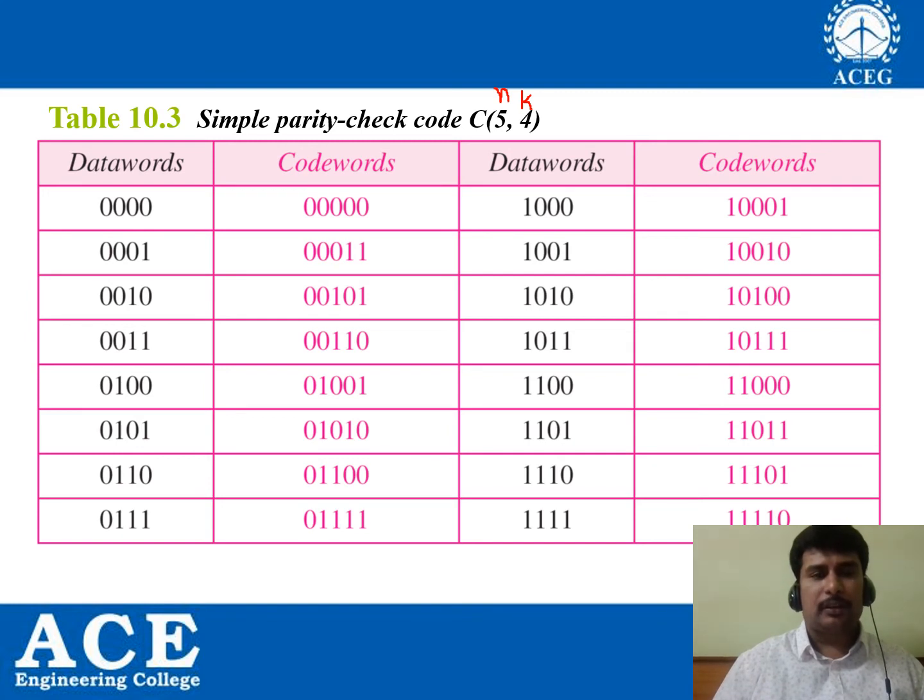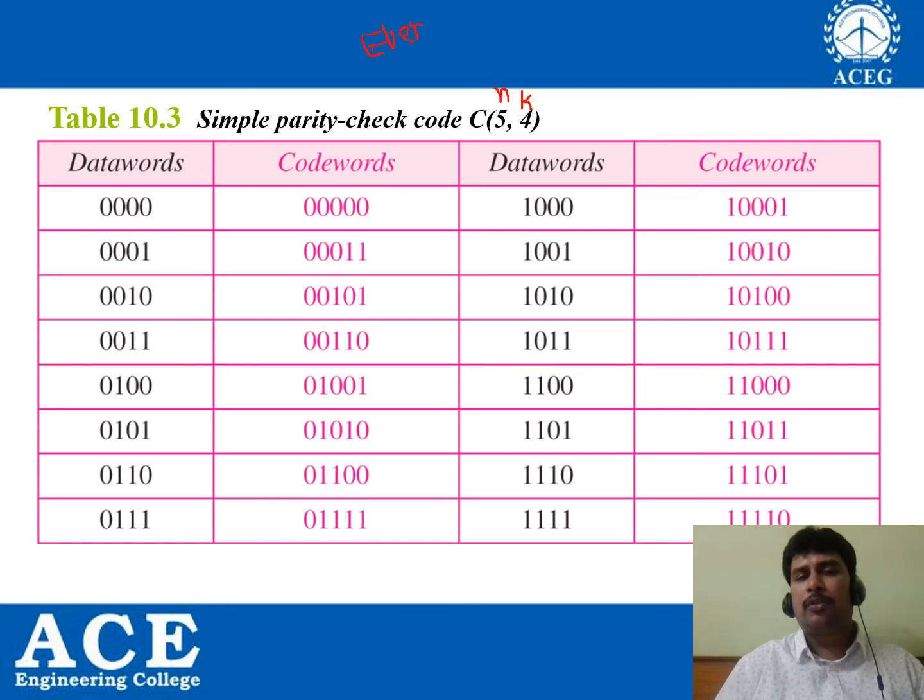Okay, now just look at the table which we have projected. Here we have two types of parity check methods. The first one is the even parity check. The first type of parity check is called even parity check. Now what do you mean by even parity check?